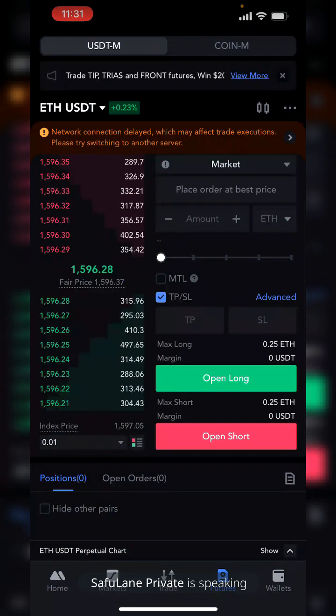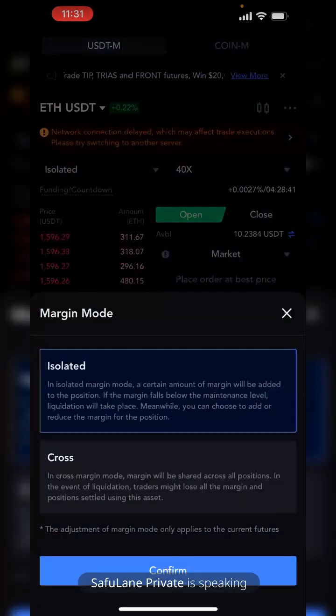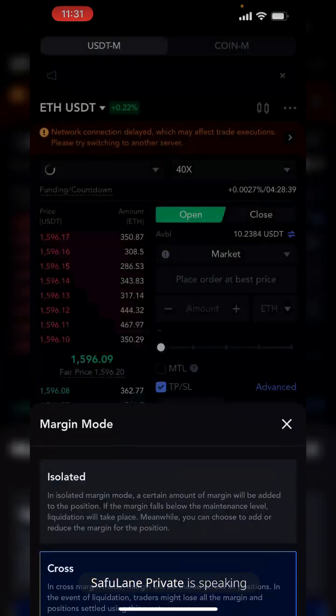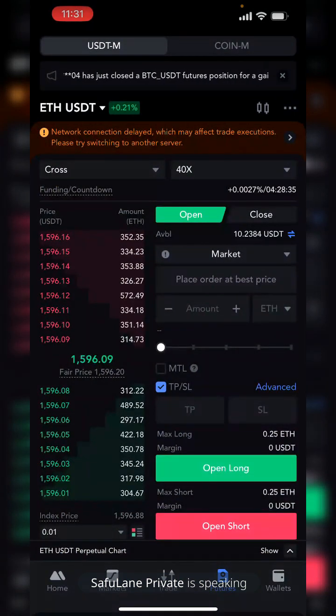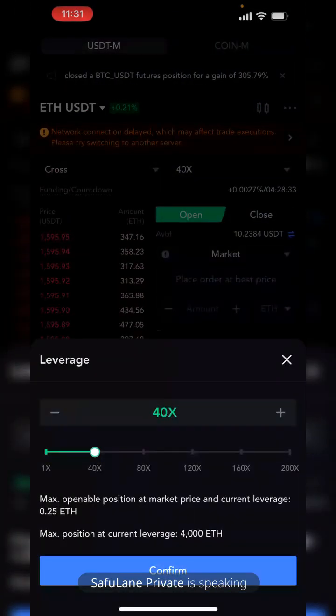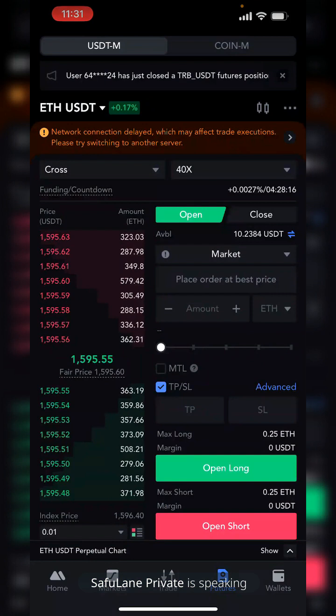We're going to be picking cross margin mode. Then we'll pick 40x just to make sure it happens quickly. On a normal day, don't pick 40x. Pick a lower leverage based on the amount you have in your wallet. If you have a bigger fund, maybe $100 or $200, you can try 20x or 30x. It's still fine. But 40x on $10 or $5 is very dangerous.